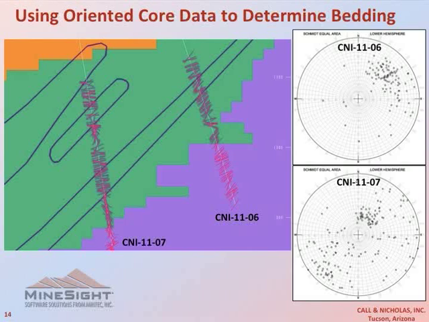And you can see the Schmidt plots over here that show a preferred orientation in this hole right here and kind of a mixed bag here. We actually used some of this data to define that there was a syncline in this area that the client didn't think was there or didn't know was there.